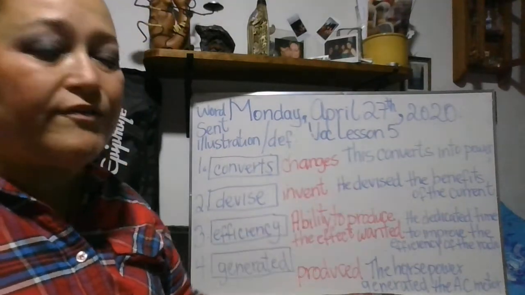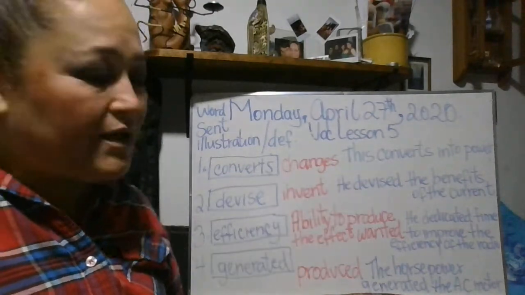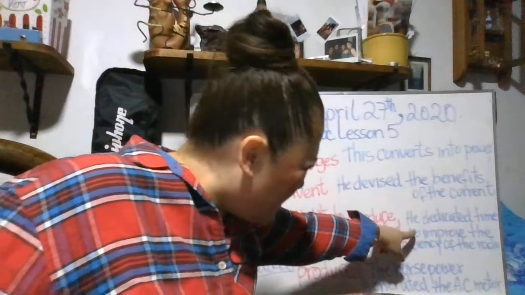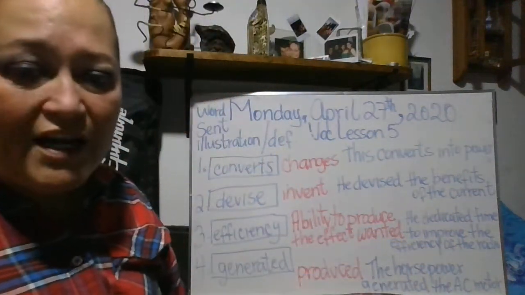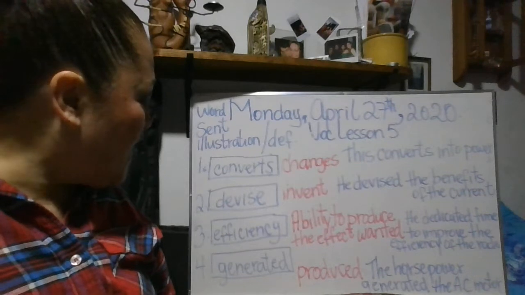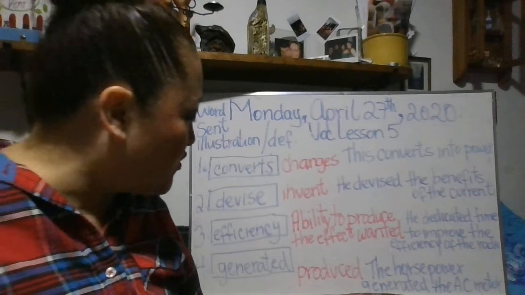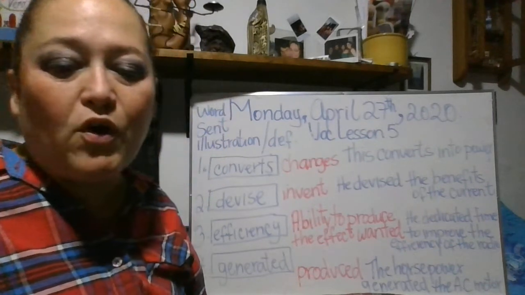And he had sort of like an efficiency to do it. So remember, it's the ability to produce. So we can use this sentence that says, he dedicated time to improve the efficiency of the radio. And in generated, it means produced. The horsepower generated the AC motor.